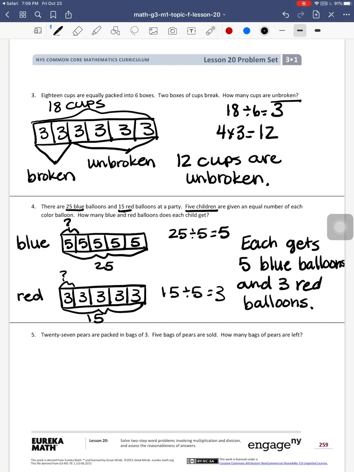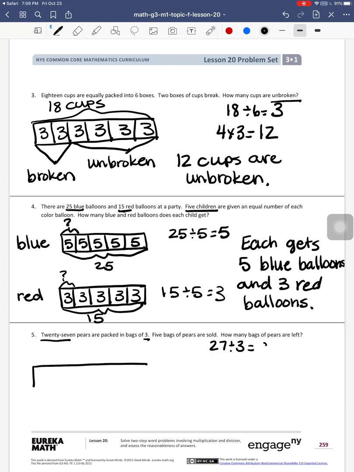All right, 5. 27 pears are packed in bags of 3s. Okay, so I have 27 in bags of 3. Ooh, 5 bags of pears are sold. How many bags of pears are left? So first let's make our tape diagram, right? Ooh, so first we have to figure out 27 divided by 3. What does that equal?